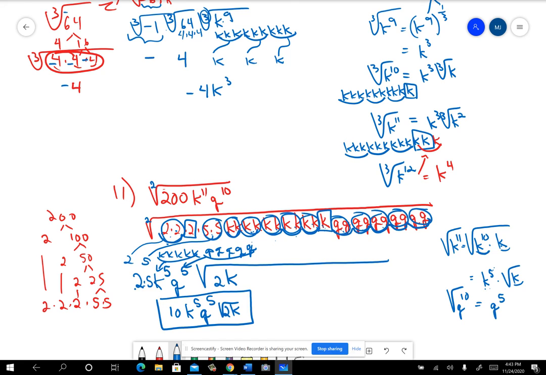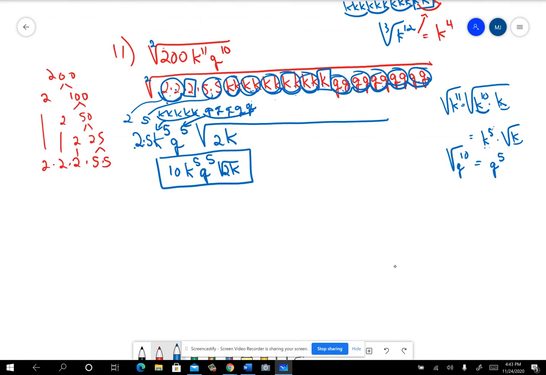All right, well, let's try another one. Let's try a cube root. This is number 12. So this is a cube root. It has a 54, which is not a perfect cube, and then a to the 8th, b to the 5th. So let's see what happens there.